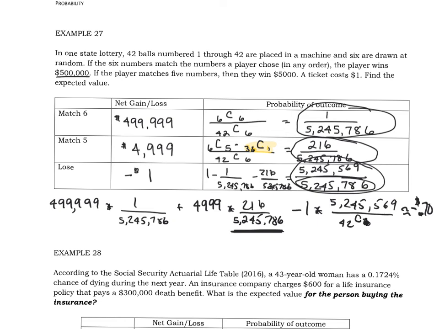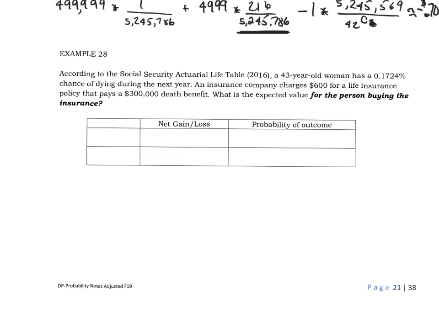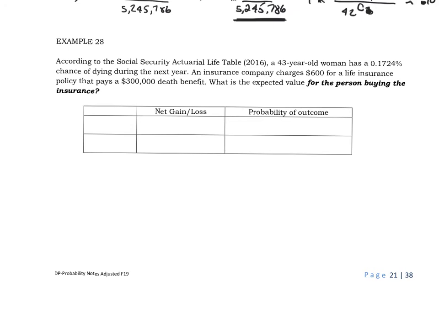Okay, let's finish up this video with example 28, which is considerably more simple. According to the Social Security actuarial life table in 2016, a 43-year-old woman has a 0.1724% chance of dying during the next year. An insurance company charges $600 for a life insurance policy that pays a $300,000 death benefit. What is the expected value for the person buying the insurance?